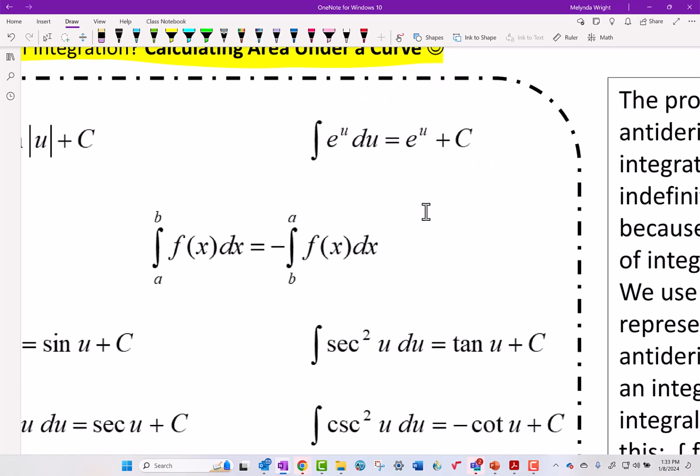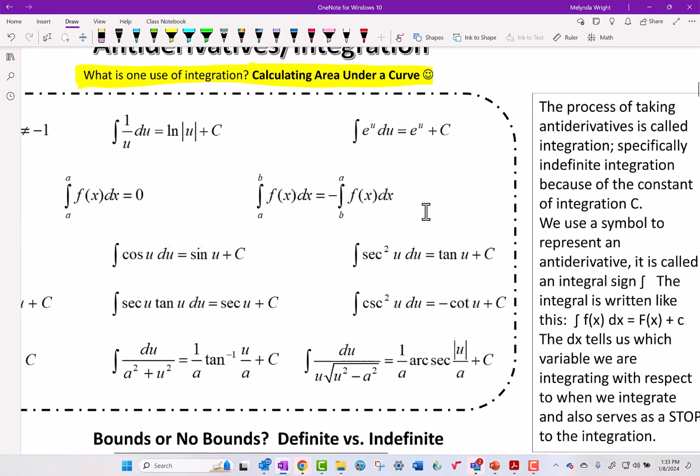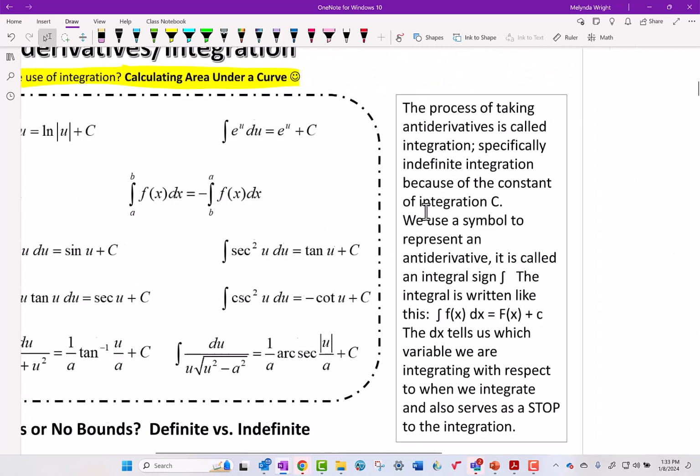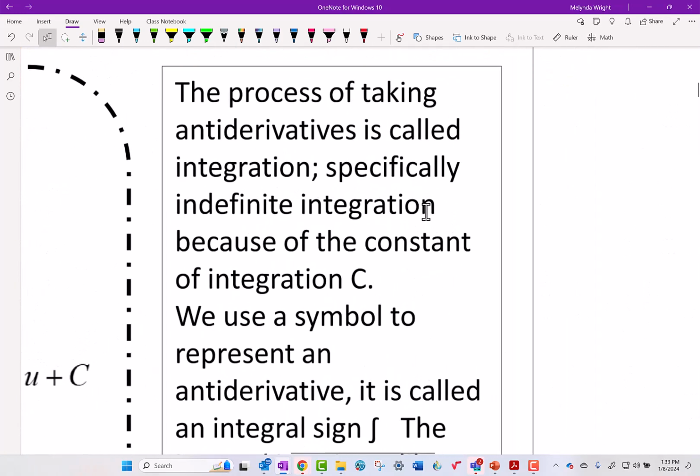How much easier? Not very much. Okay, so these are new formulas for us. I want to talk about integration specifically, so I want to come over here at this text box and talk about it. The process of taking an antiderivative is called integration. That's what integration is. It's the process of taking an antiderivative.